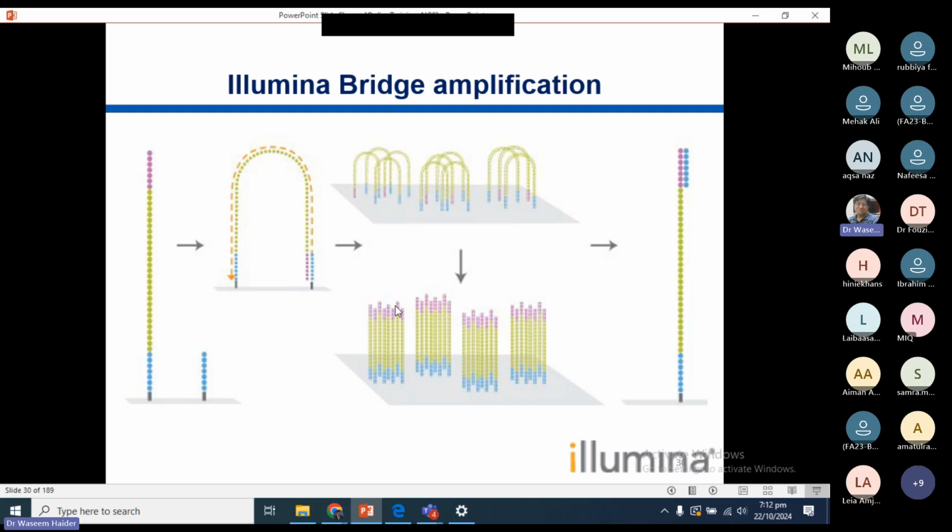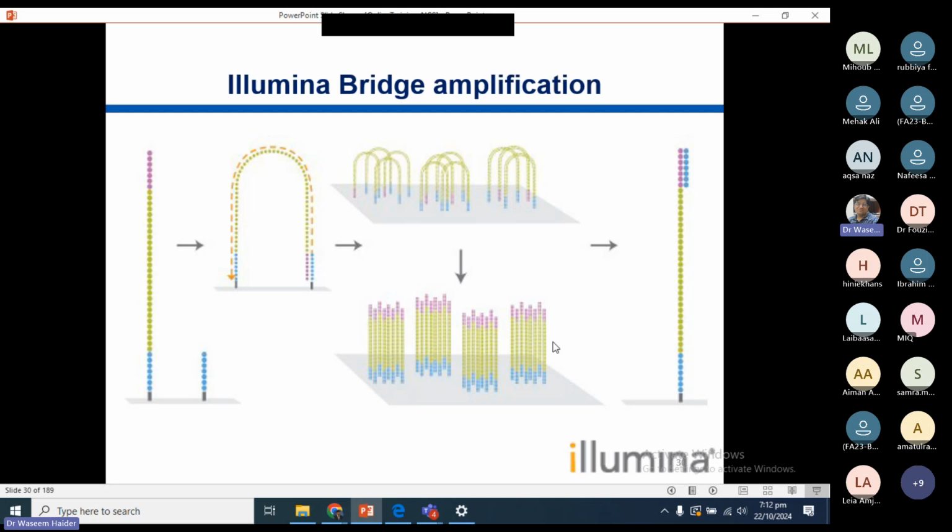Now, these things are called clusters. So these clusters are generated. This guy got this cluster, this guy got this cluster. Each fragment is multiplied how many times? They say it should be somewhere between 10,000 to 20,000 copies each. Why do we need that? Why do we do that?